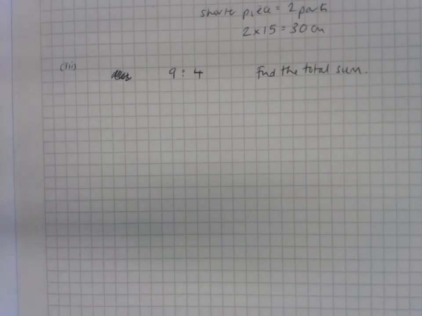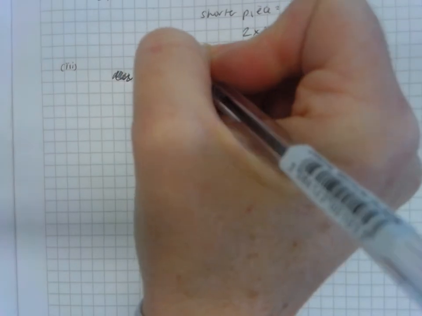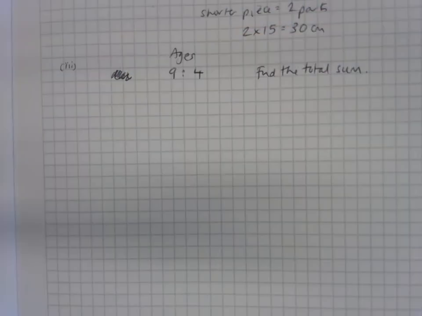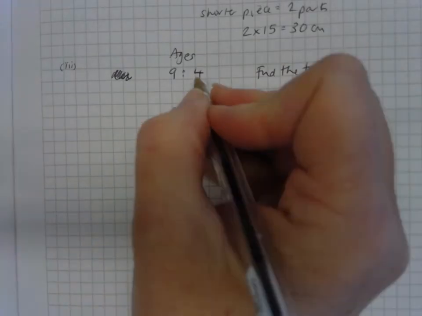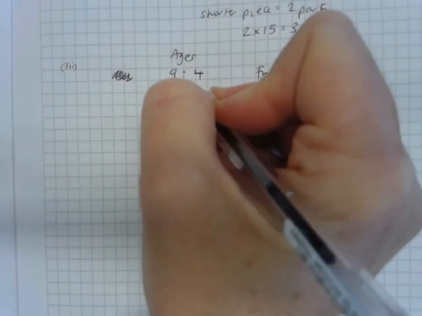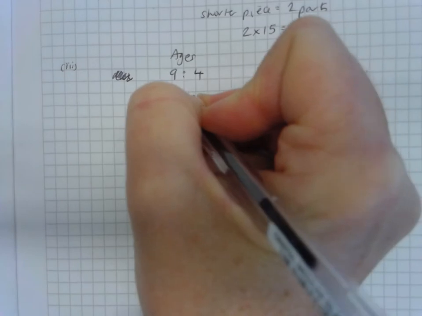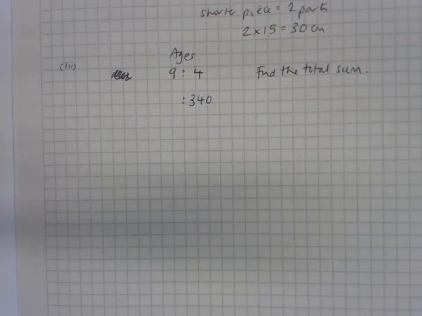So he won a sum of money playing the lottery and decided to divide it between his 2 children in the ratio of their ages. So this is their ages, 9:4. The younger child gets 340. So we know, I presume, the 4-year-old's youngest, obviously. So they got €340. And we're trying to find out how much the total is. So we should have enough information here.